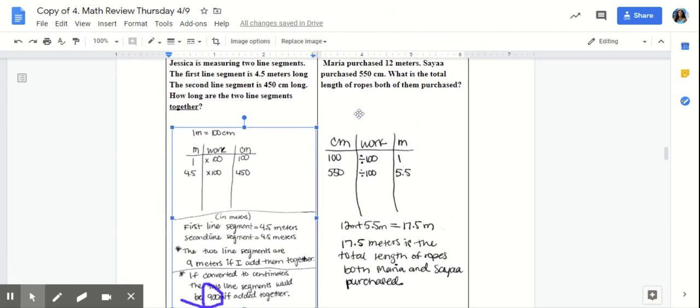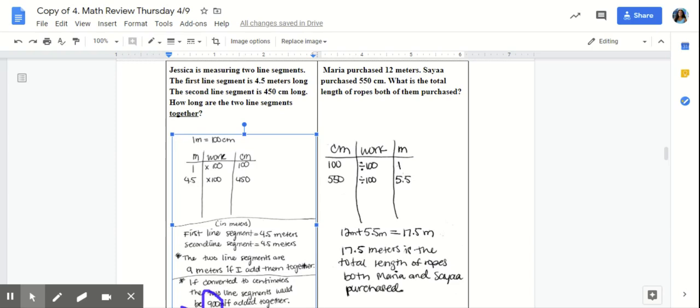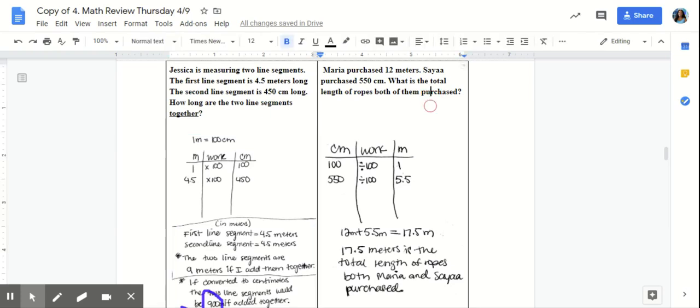I use the same strategy for my next problem. Maria purchased 12 meters. Saya purchased 550 centimeters. What is the total length of ropes both of them purchased? Now, using the same strategy that I used in the last problem, I want you to check your work. If you find a mistake, go back and revise it so that you get the correct answer.